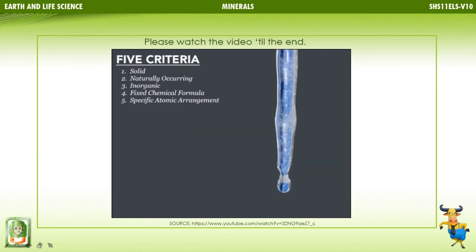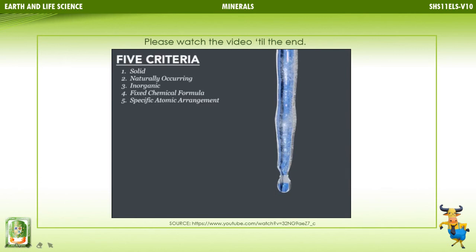Well, what about ice? This is an interesting one. Let's go through our criteria. Is ice solid? Yes. And it does exist as a solid on at least some parts of the Earth, the poles specifically, and high up in mountains, you get water that exists naturally as a solid.